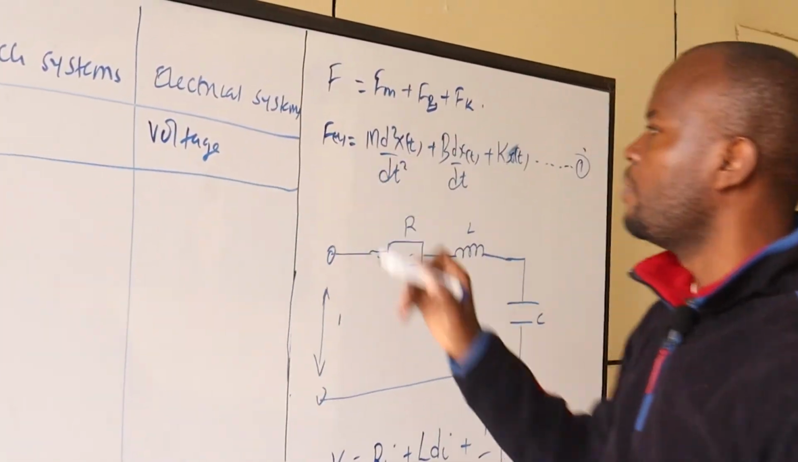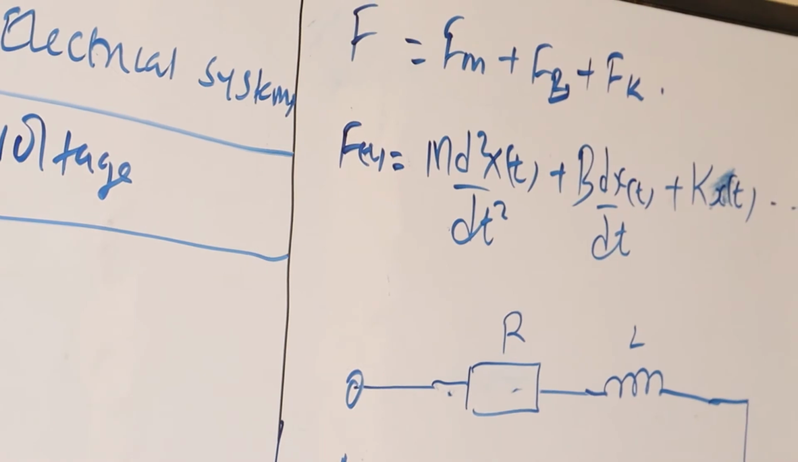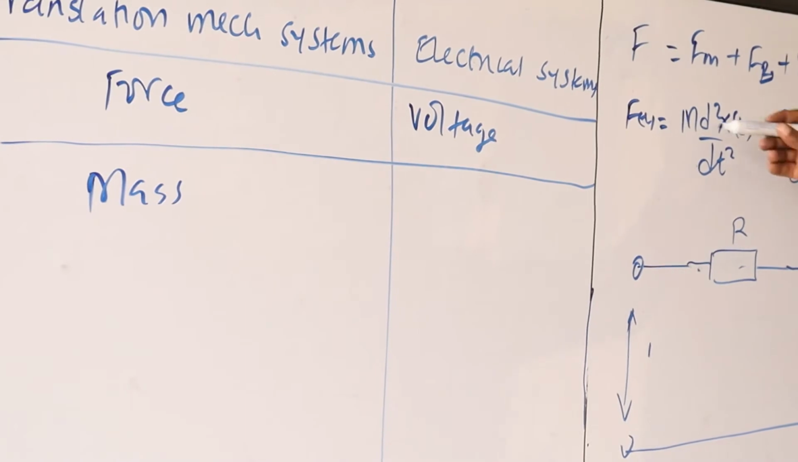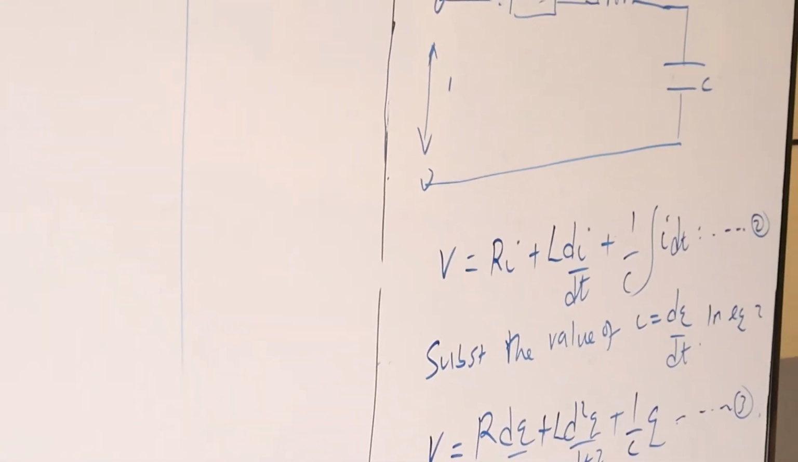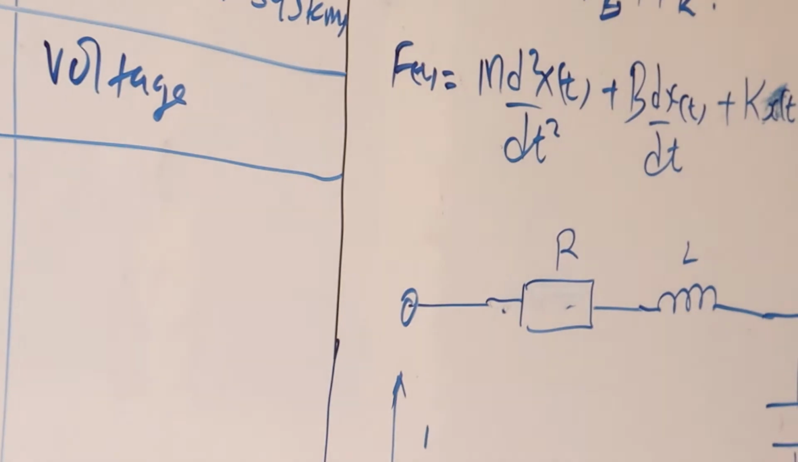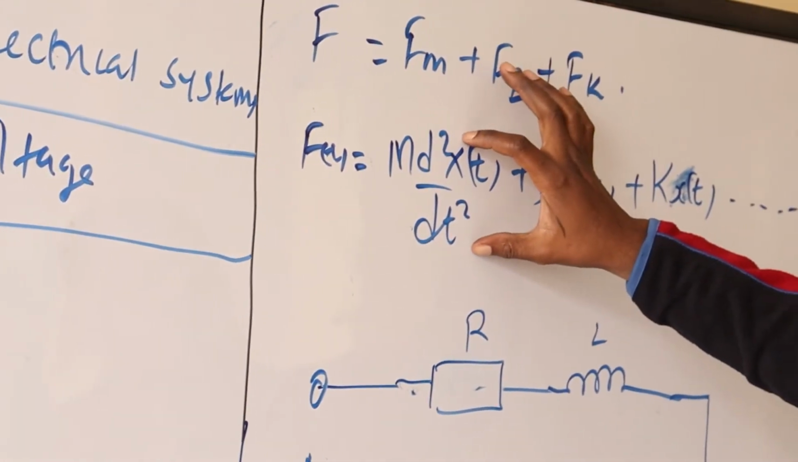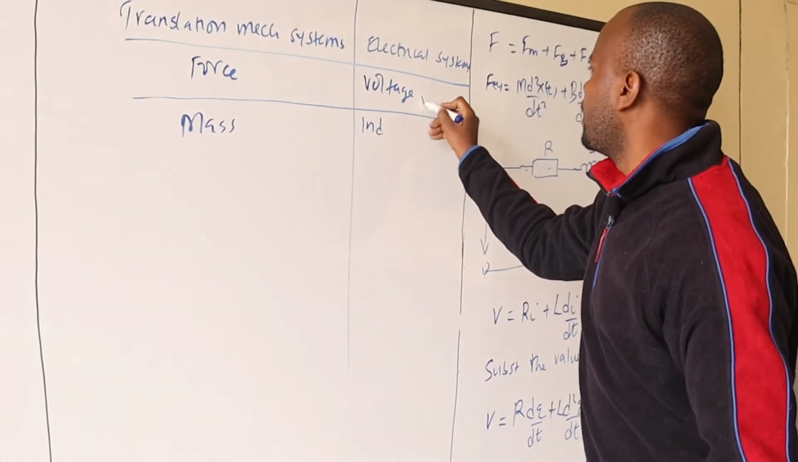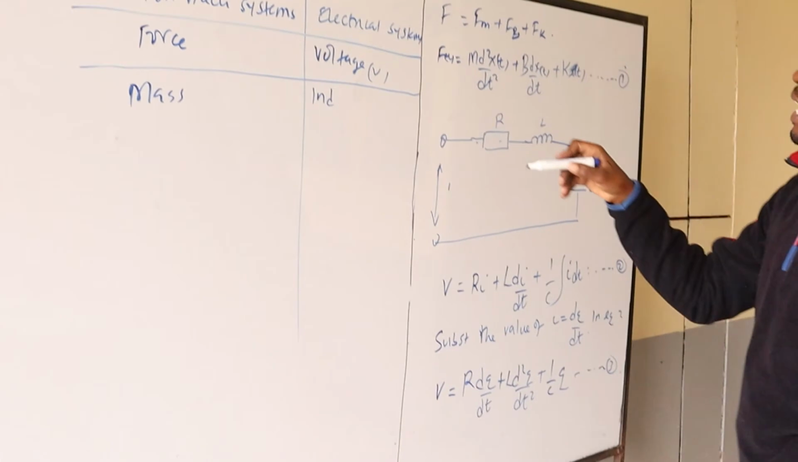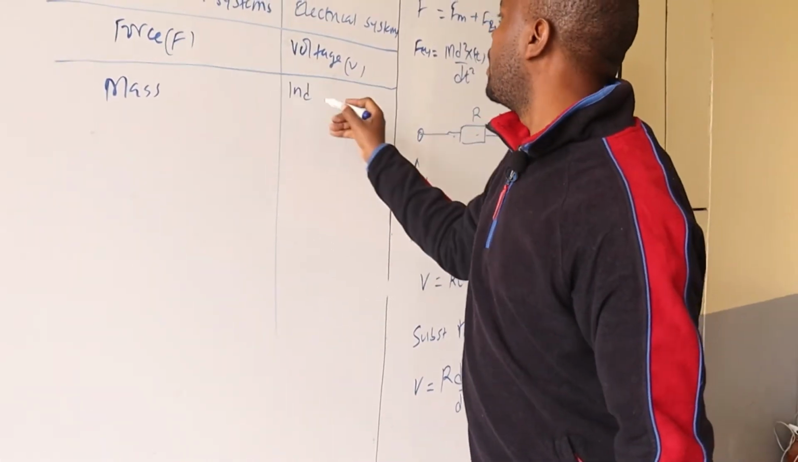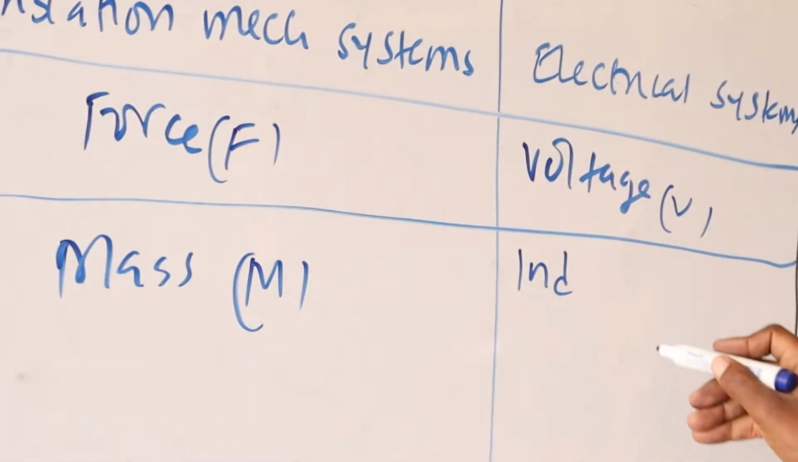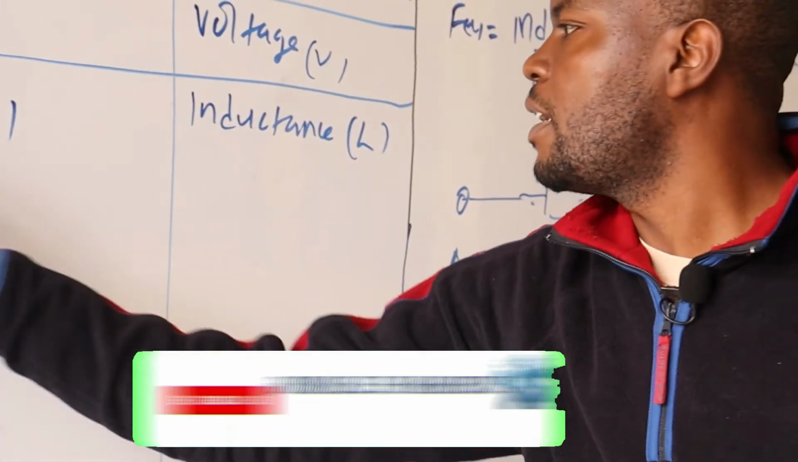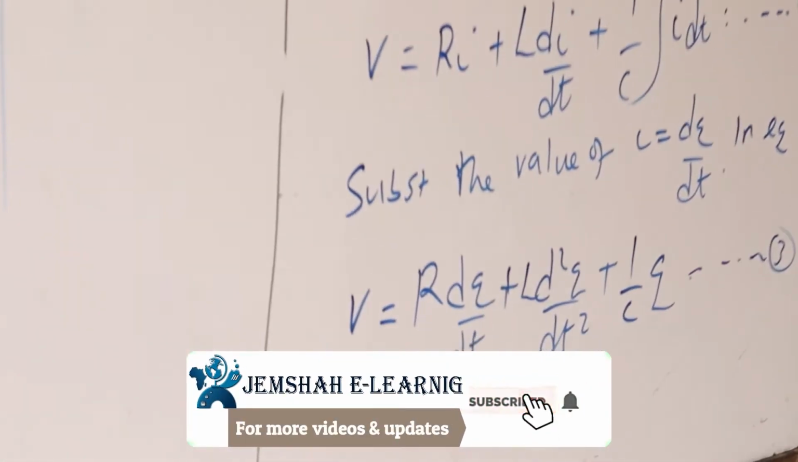If you look at the mass M, you'll find that M actually represents inductance, because that is the second order term. So the mass represents inductance L. So we have force F, mass M, and inductance L.